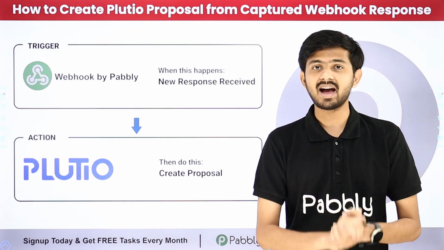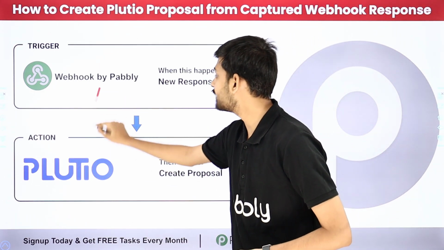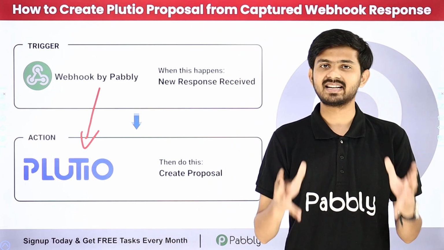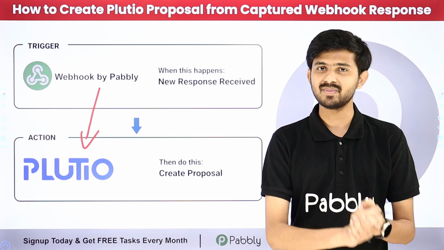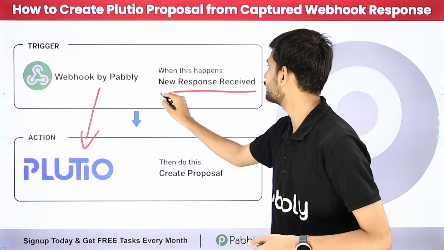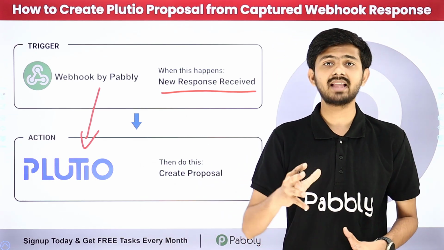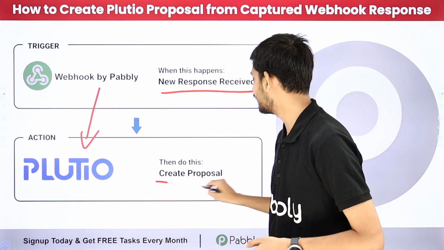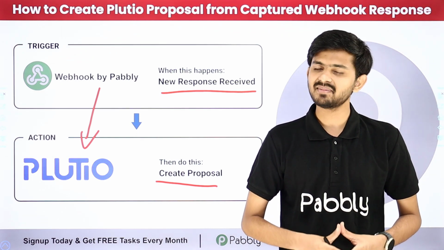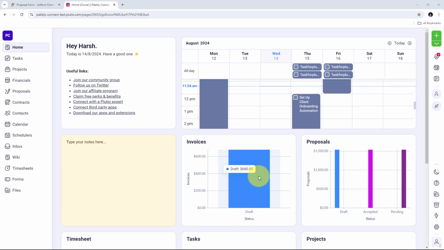So for my objective, I have to build a connection between Webhook by Pabbly and Plutio. For building this connection, I'm going to use Pabbly Connect, which is an amazing software for automation and integration. Now with Pabbly Connect, as soon as I receive a new Webhook response, then automatically with that response, I can create a new proposal in Plutio. So how am I going to create this connection? For that, let me take you to my computer screen. I hope you can all see my computer screen, and today we are going to see how we can create a Plutio proposal from a captured Webhook response.